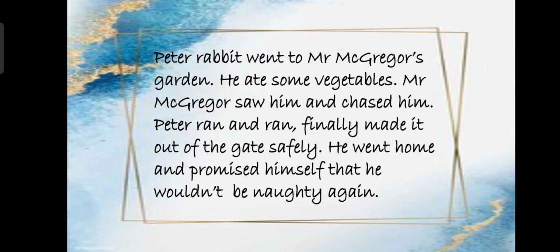Listen very carefully. Peter Rabbit went to Mr. McGregor's garden. He ate some vegetables. Mr. McGregor saw him and chased him. Peter ran and ran, finally made it out of the gate safely. He went home and promised himself that he wouldn't be naughty again. Okay, so have a listen now.